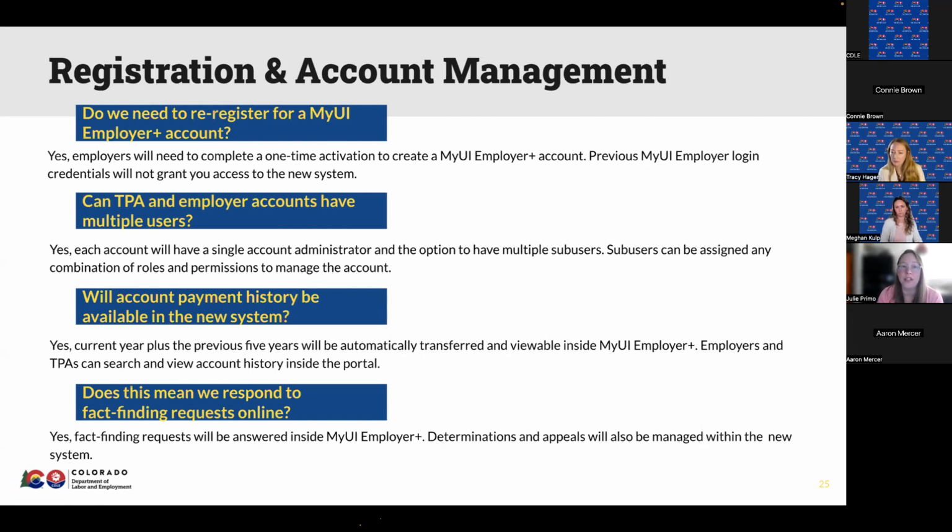Will account payment history be available in the new system? Yes. Current year plus the previous 5 years. So current year plus 5 is going to be automatically transferred and viewable with our data conversion within MyUI Employer Plus. There are a couple instances where we had to, on certain employer accounts, bring additional information. So you might see more information, but for the most part, everyone will have current year plus previous 5. And you'll be able to view all of that information right inside the system.